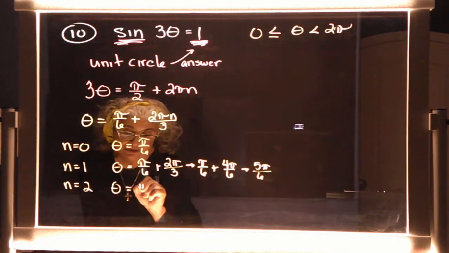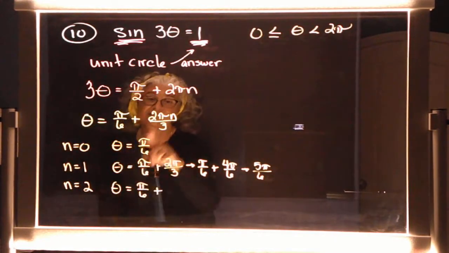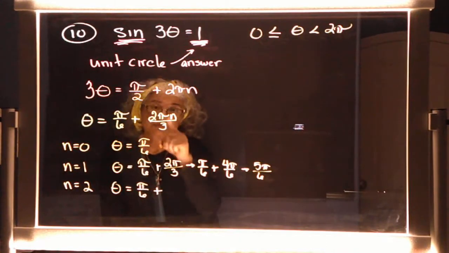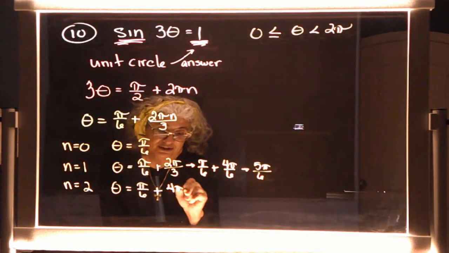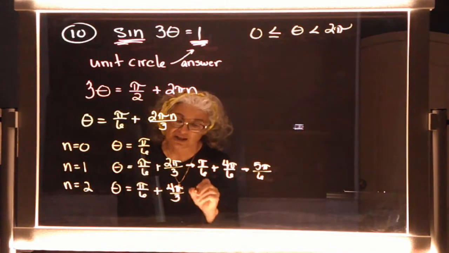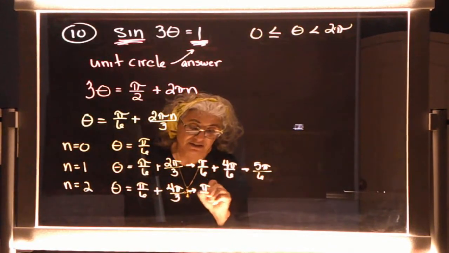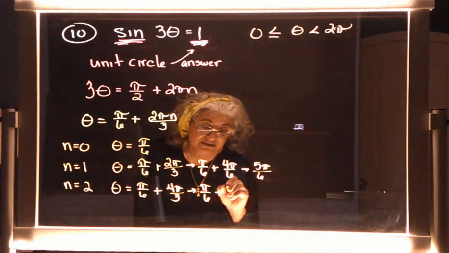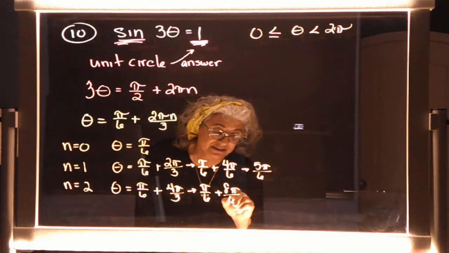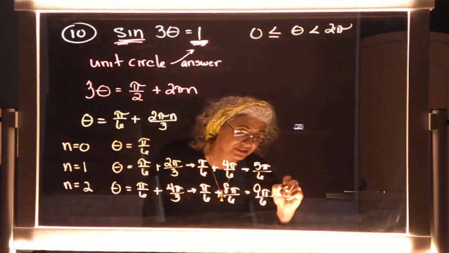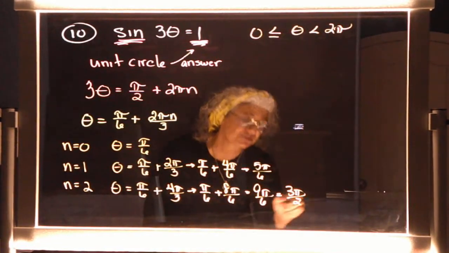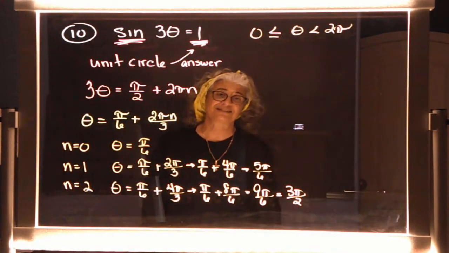So I'm going again. So theta equals pi over 6 plus, n is now 2. That'll make it 4 pi over 3, wouldn't it? Add fractions. Pi over 6 plus 8 pi over 6. 9 pi over 6. Oh, it reduces. 3 pi over 2. That's still in there, isn't it?